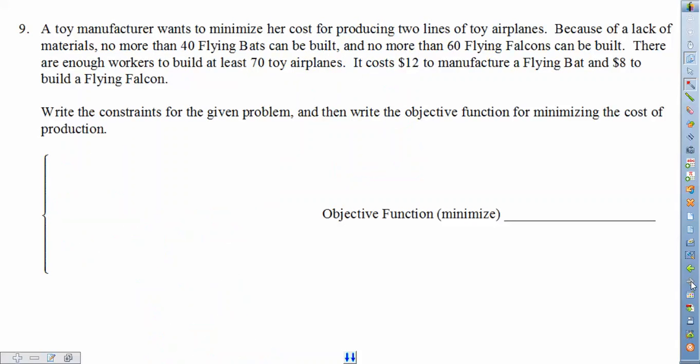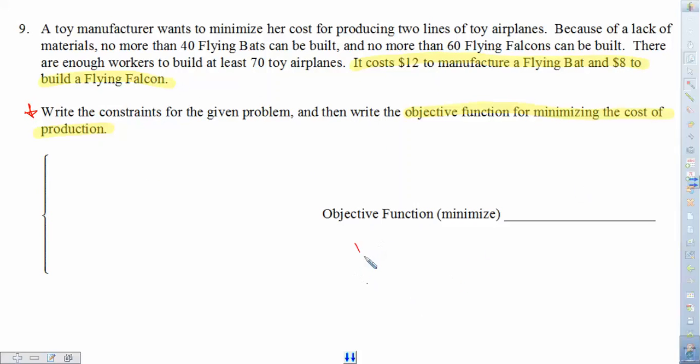All right, last but not least, this linear programming setup here. After we read all this situation and read all these constraints here, and then also some cost here, the first thing they want us to do is write the constraints, and then write the objective function for minimizing the cost of production. There's really no requirement for you to do it in that order. Isn't our objective to minimize the cost of production? Notice right here it costs $12 to manufacture the flying bat, $8 to build the flying falcon. Try and catch that.